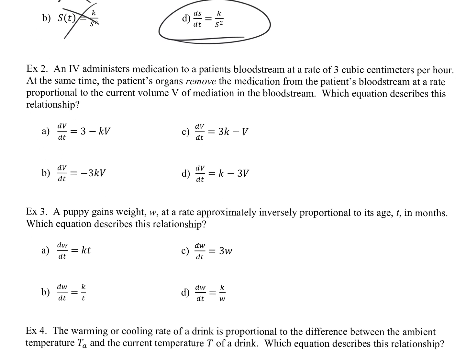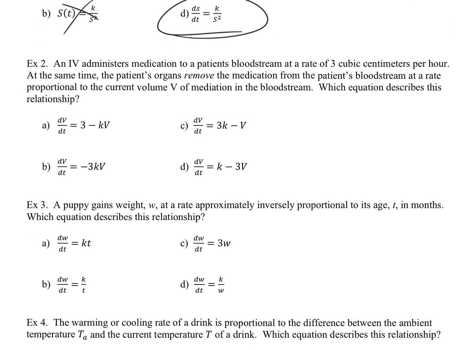How about this guy? An IV is administered medication to a patient at a rate of 3 cubic centimeters per hour. At the same time, the organs remove this medication from the bloodstream at a rate proportional to the volume. When it's proportional, that means it's going to be kx as opposed to k over x. When it's just proportional, we're multiplying by the volume. Anyone have any idea?